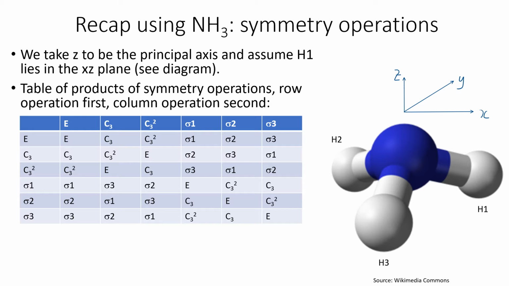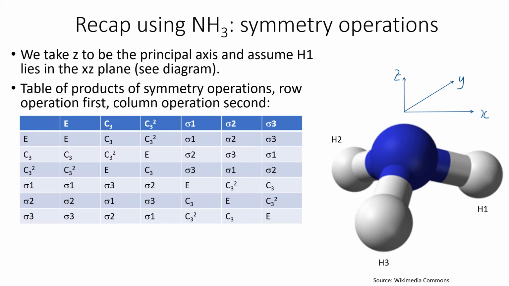Then we apply the C3 operation. That puts the H1 on top of the H2. The H3, which had been flipped across to H2 by the mirror reflection, then gets rotated back onto H3. While H2, having been flipped onto H3 by the reflection, that will then rotate round into the position H1 was in originally.